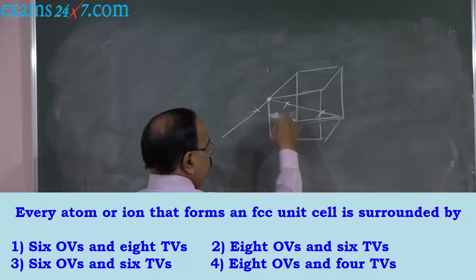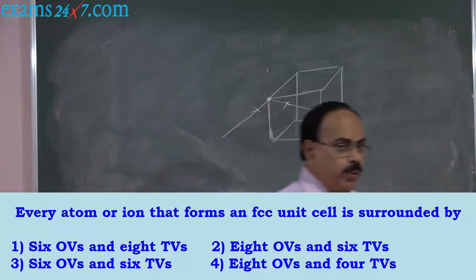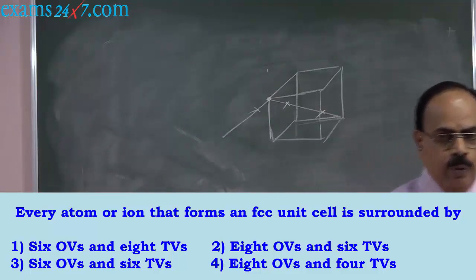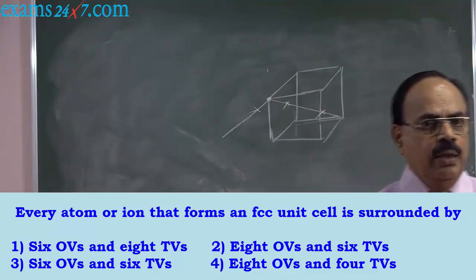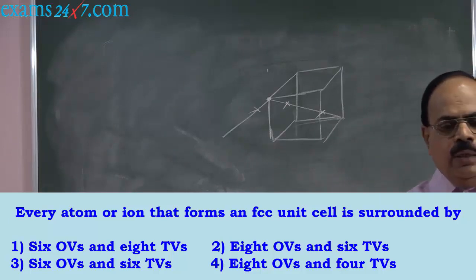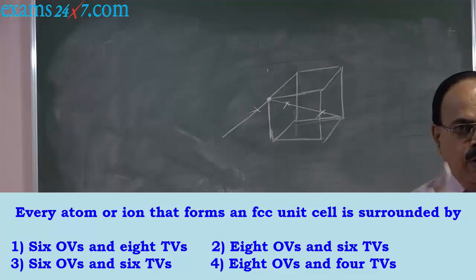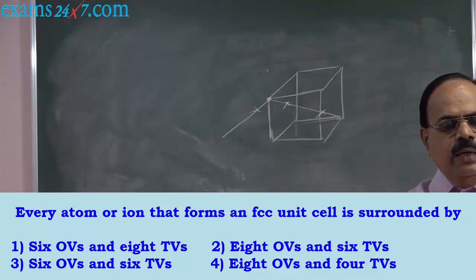And I can write one more body diagonal. Likewise, how many body diagonals can be written starting from, or emanating from, a corner particle? Because one corner particle is going to be the common particle for 8 such unit cells, 8 body diagonals are possible. Understand it very clearly. At the one corner, that is the common particle for 8 unit cells. So how many body diagonals can be written starting from that corner particle? 8 body diagonals of 8 unit cells.